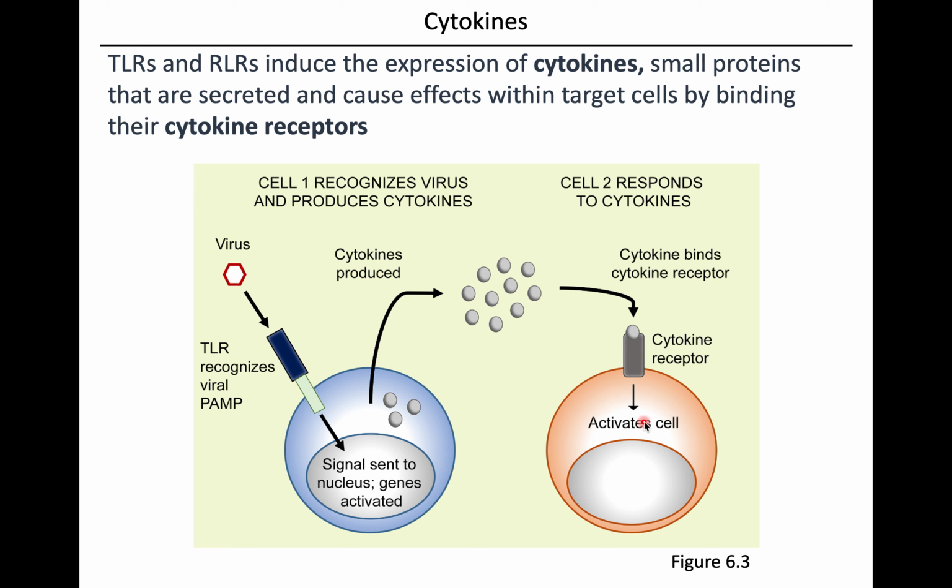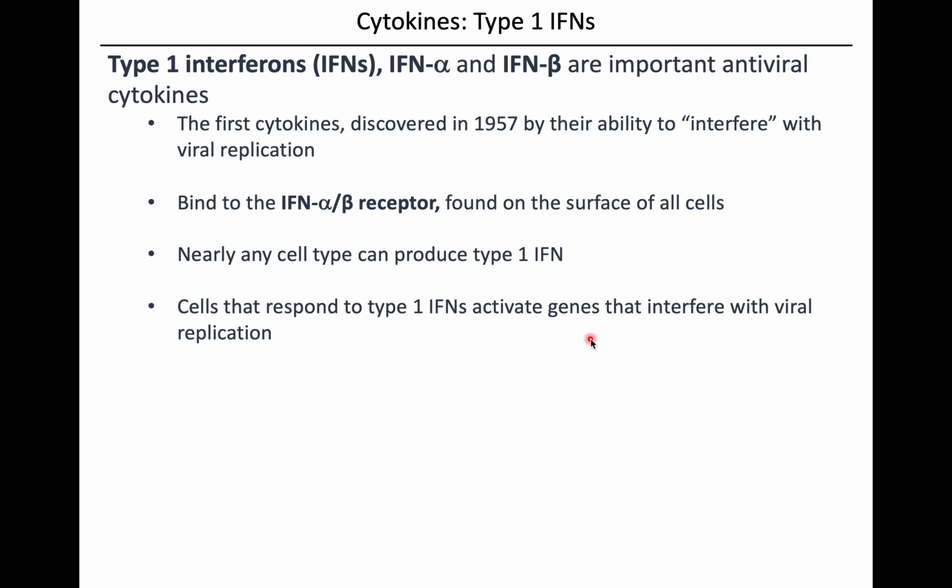Those cells become activated. And it's basically, you've got cell 1 here recognizing the virus directly, and then it is sending off the alarm, right? It's sending out the signal, hey, guys, pay attention. I just found this virus. You need to be on alert. That's basically what's happening here. So common cytokines include the interferons. You might have heard of type 1 interferons, IFN alpha, IFN beta. These are two big antiviral cytokines.